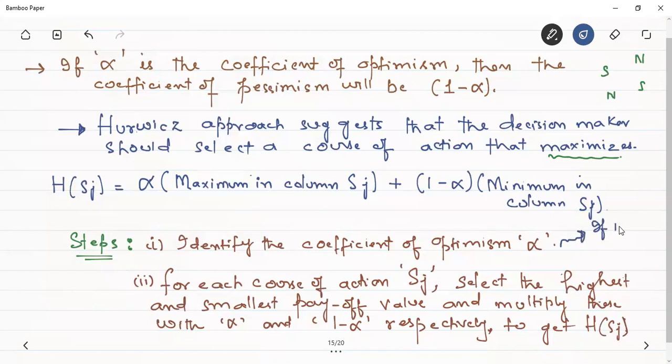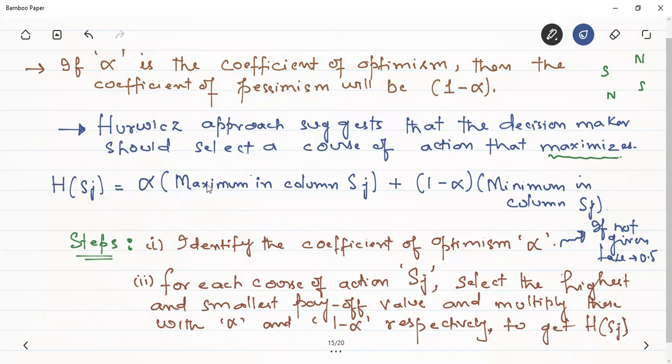So I can write: if not given, take 0.5. For each course of action Sj, select the highest and smallest payoff value and multiply these with alpha and 1 minus alpha respectively to get H(Sj). So how is H(Sj) calculated?